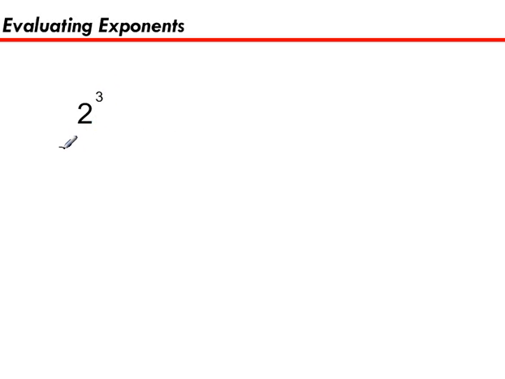In other words, it would look something like this if I wrote it out the long way. 2 times 2 times 2, 3 times. And I can evaluate that. 2 times 2 is 4, times 2. And finally, 4 times 2 is 8. So 2 to the power 3 is 8.